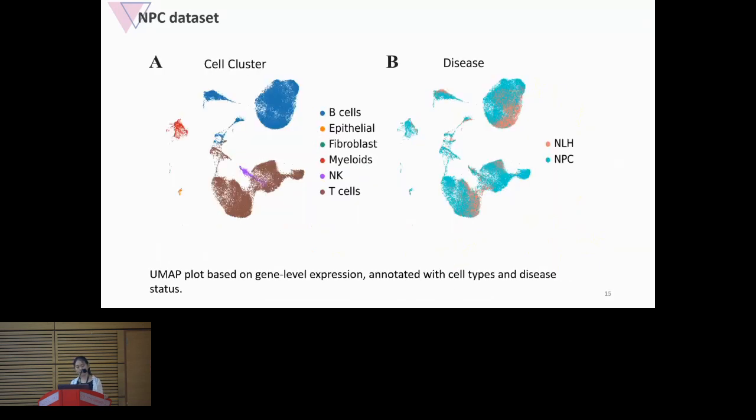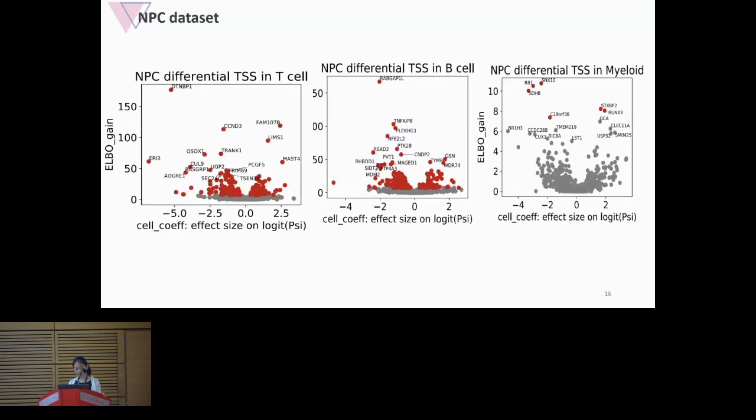Next, we use a nasopharyngeal carcinoma dataset to detect the altered TSS usage in cancer. This is a UMAP based on the gene level expression, which was annotated with the cell types and the disease status. Here we use BRIDGE to detect the differential TSS between the NPC and NRH in different cell types.